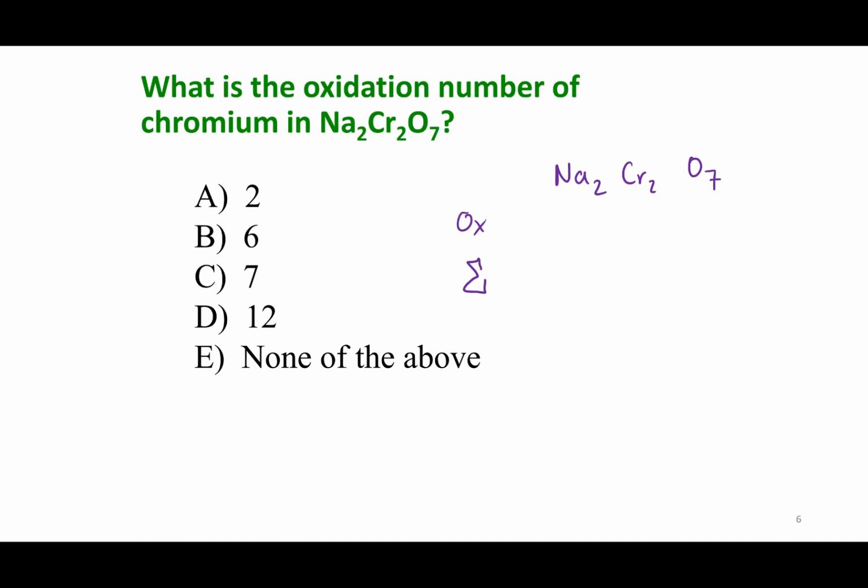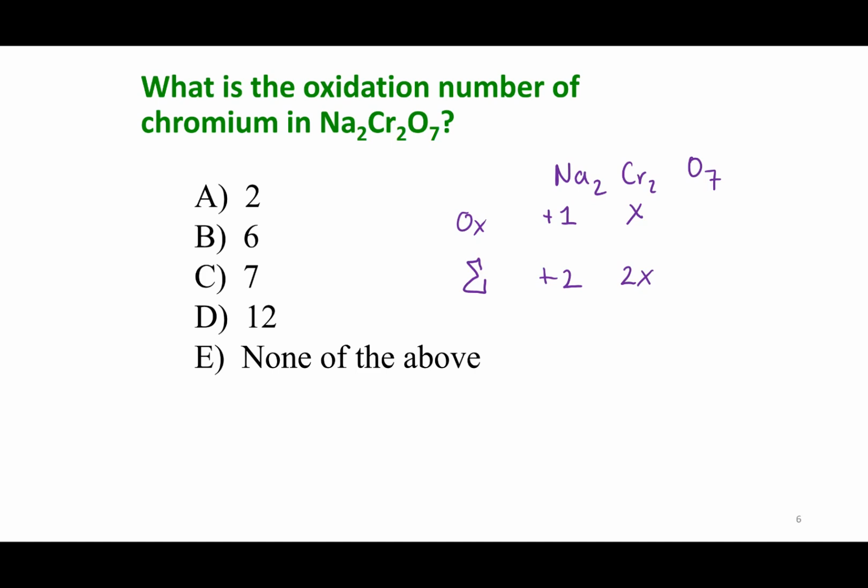So the first thing we see is that we have sodium. Now, sodium is in group 1. It has a rule. Its rule is +1. And so we are going to say that we have 2 sodiums. So the total contribution of all my sodiums is going to be +2. Now, chromium is something that is variable. There is no rule for chromium, but I know that there are 2 chromiums in here.